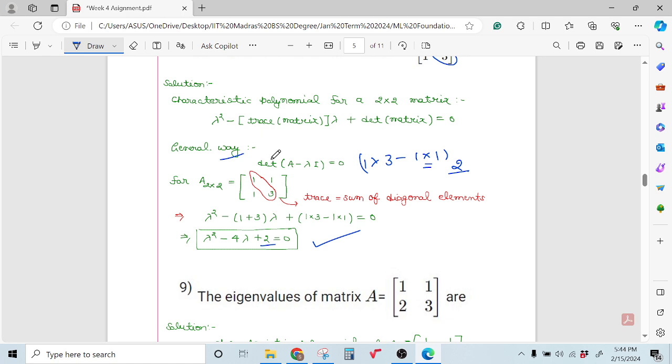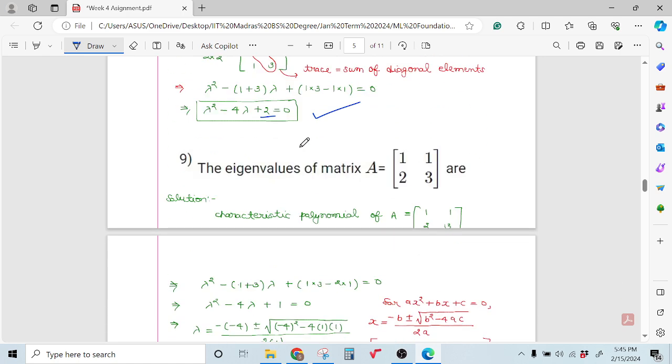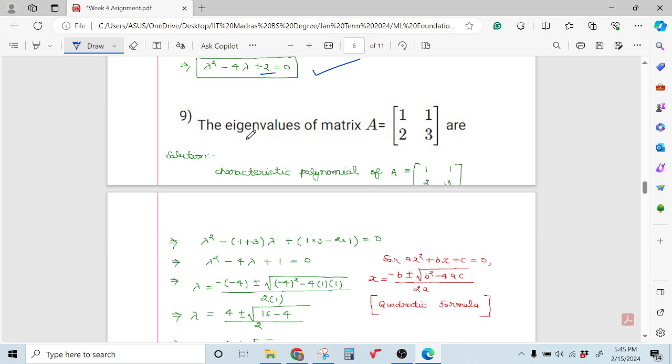So let us solve the next problem, problem number 9. What it says, the eigenvalues of a matrix are.